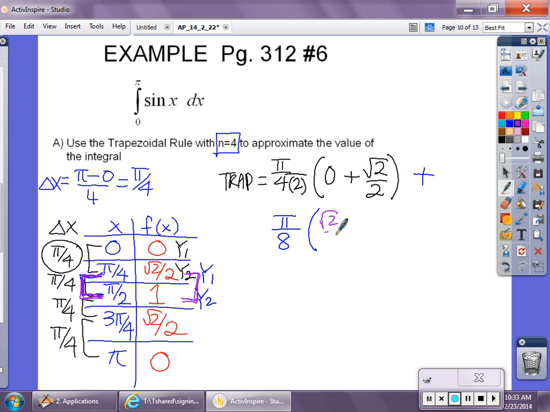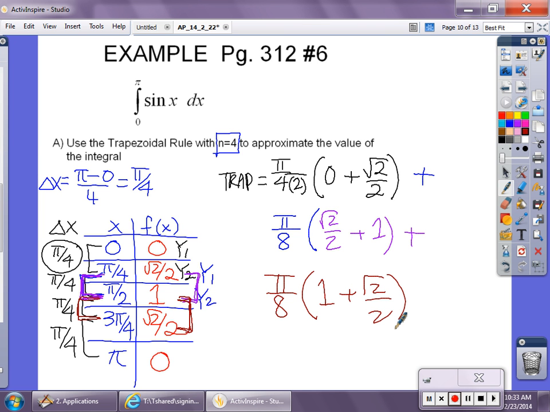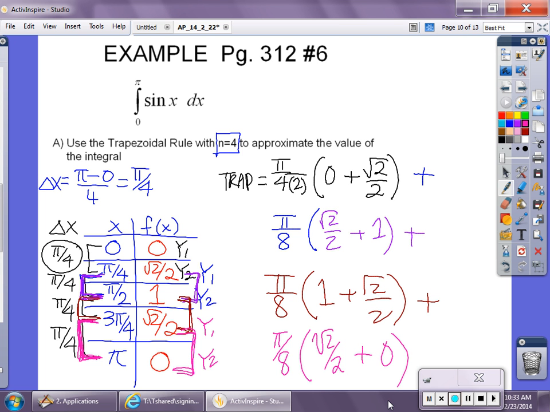So this would be root 2 over 2 plus 1. Next one, I would match this bracket with these heights. So I get pi over 8 because pi over 4 divided by 2. 1 plus root 2 over 2. And then last one, here's the width, which is also the height of the trapezoid. And then here's the last one. So that'd be y1, and then that would be your y2. So pi over 8, pi over 4 divided by 2 is pi over 8. And then root 2 over 2 plus 0. So we used every single height.